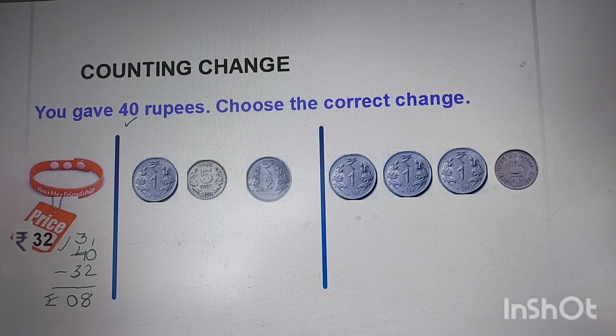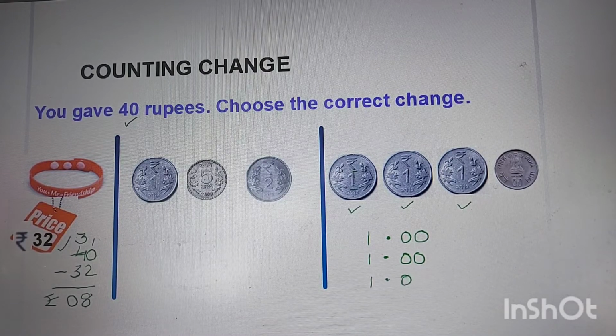So here let's see this one first of all, that is you can see 1 rupee, see the amount as well as the symbol, and before decimal point you will write the number for rupees, after decimal point the number for paise. 1 rupee, that means 1.00. Second one, again you can see 1 rupee coin, so 1.00. Third one, you can see again it is 1 rupee coin, so 1.00. And the fourth one, you can see the amount as 50 and you can read this as paise.